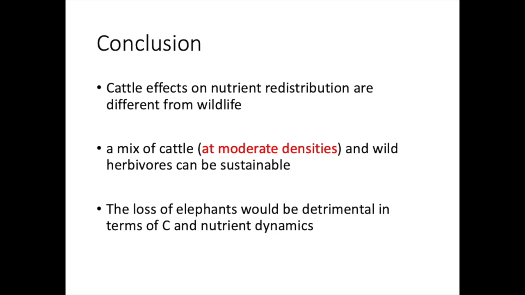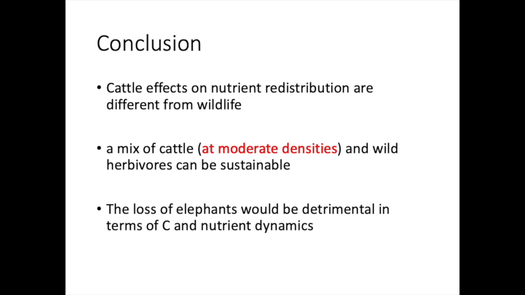The other aspect points to the idea that a mix of cattle and wild herbivores could actually be sustainable, but only at moderate stocking densities. Our work is conducted at stocking densities that we consider moderate, but of course, if stocking densities are increased beyond a certain level, we expect that results would be much more different from what we are reporting here.